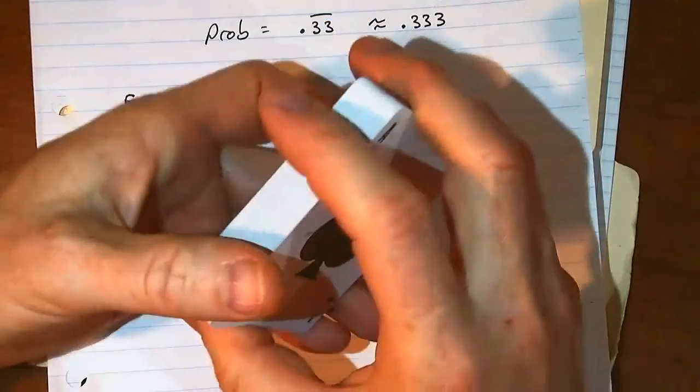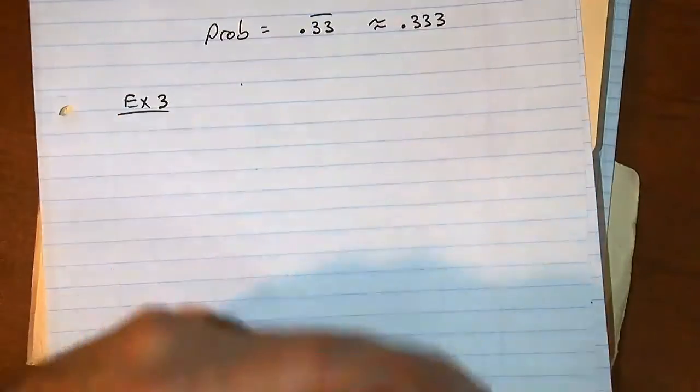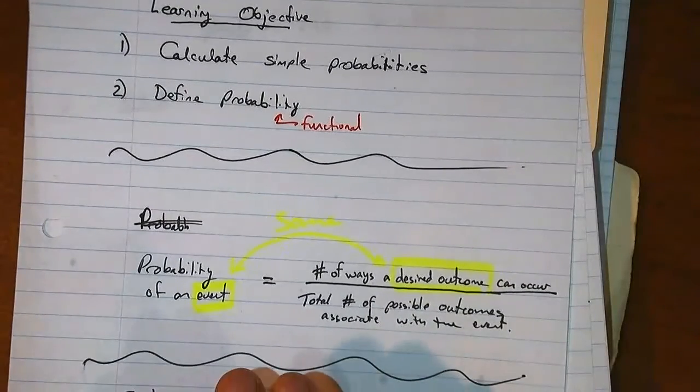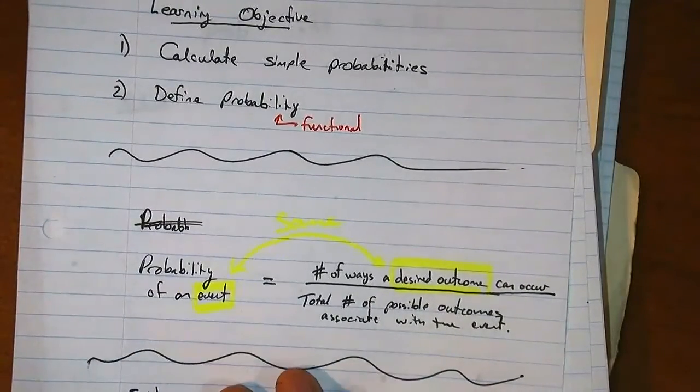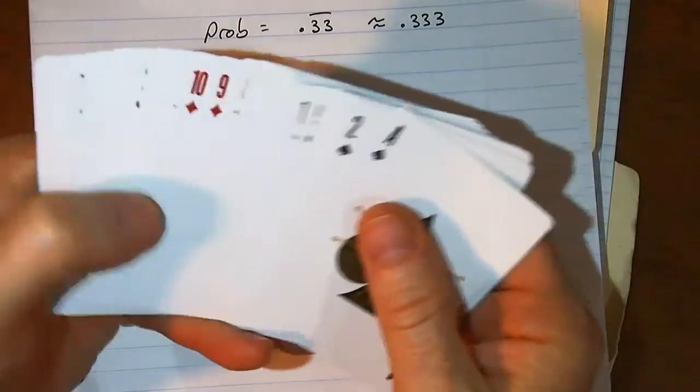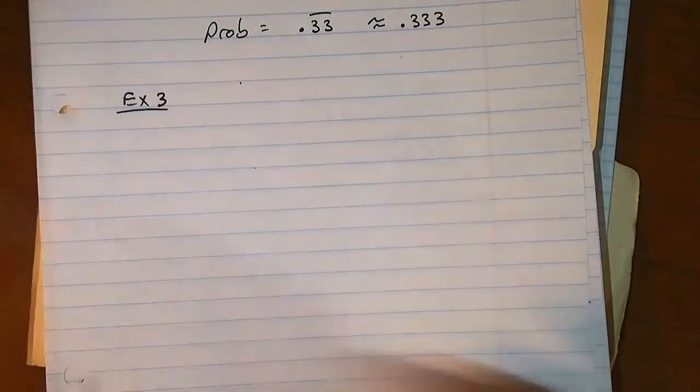Going back to our learning objectives, it is not a learning objective that you know the way a deck of cards is put together. But you are going to see questions that use a deck of cards. So let me know if that becomes a problem for you. Shoot me an email. I'll do my best to help with that. But here's our third and final example.